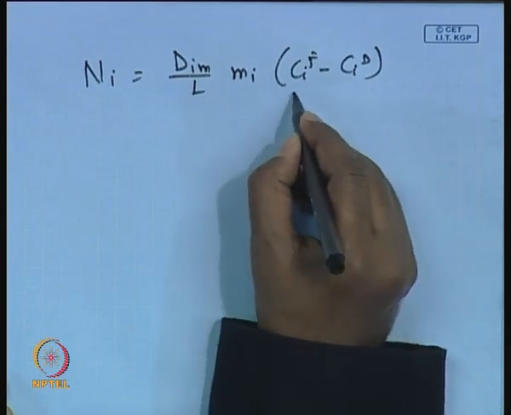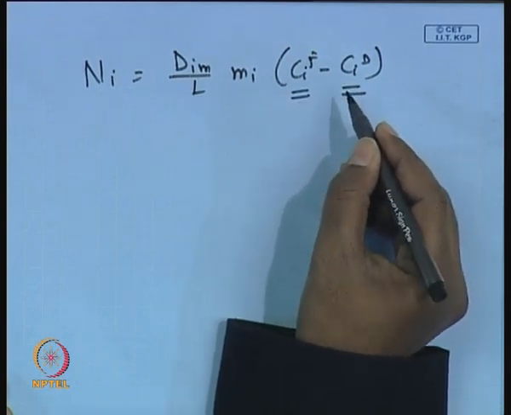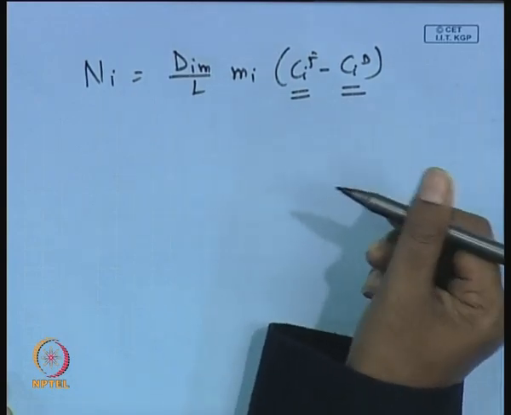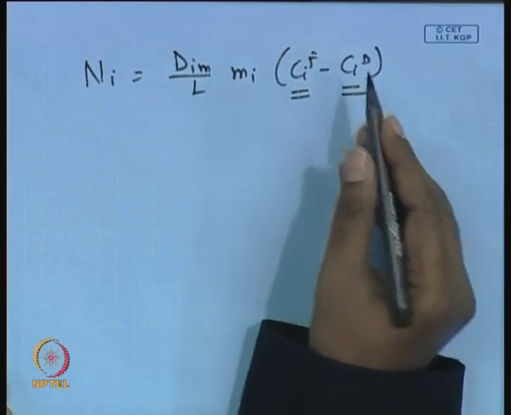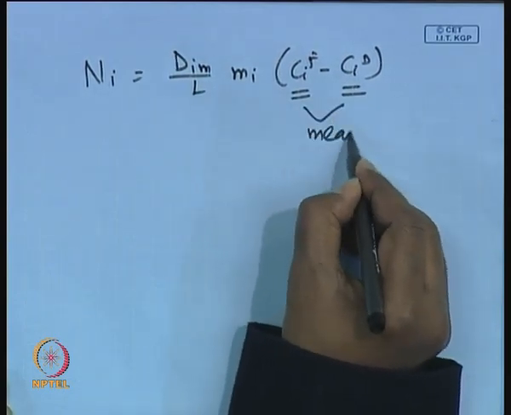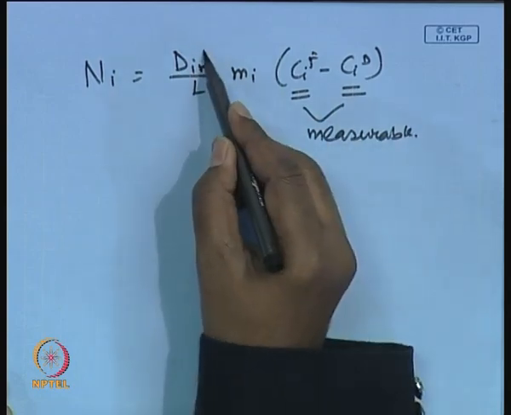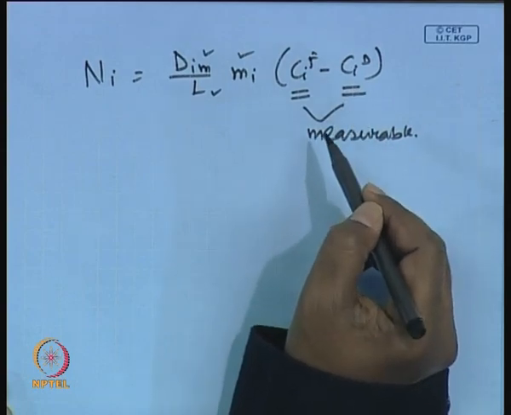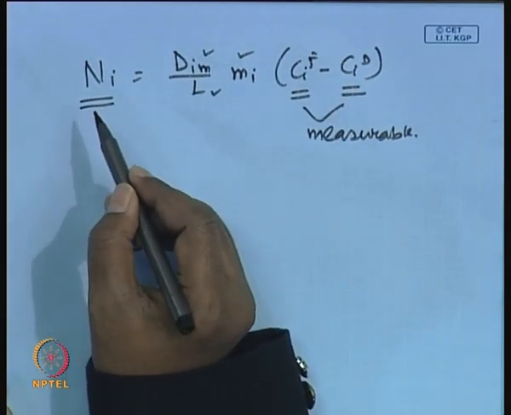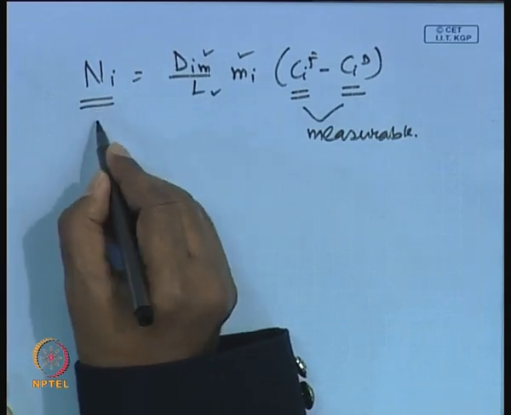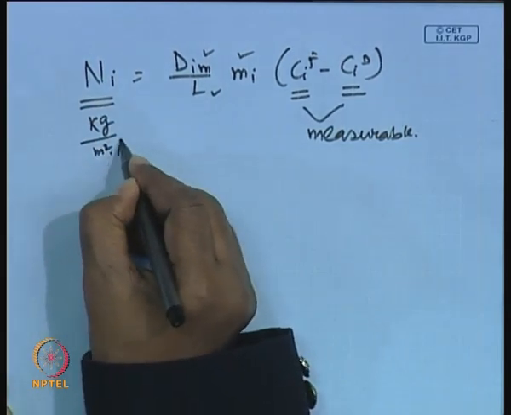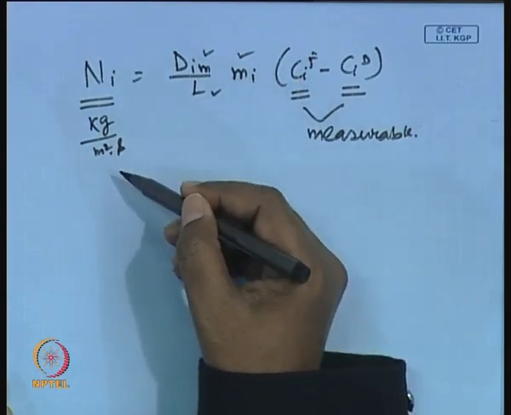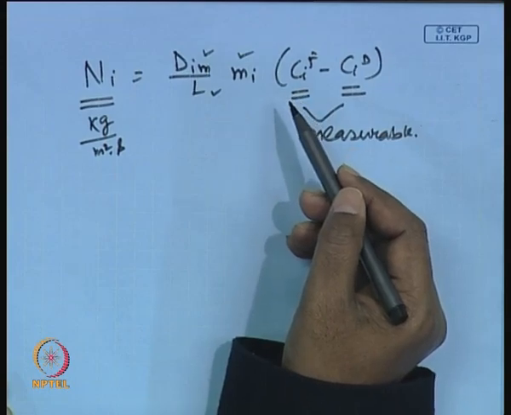Why are you doing this? Because these concentrations are measurable. You can take a sample and do an analysis, either spectrophotometrically or by refractive index or whatever. So, if you know the value of Dim, the value of Mi, and the membrane thickness, and you measure the bulk and dialyzed concentrations, you can estimate the molar flux. What is the unit of this? This will be kg per meter square per second if concentration is expressed in kg per meter cube, and moles per meter square per second if concentration is expressed in moles per meter cube.